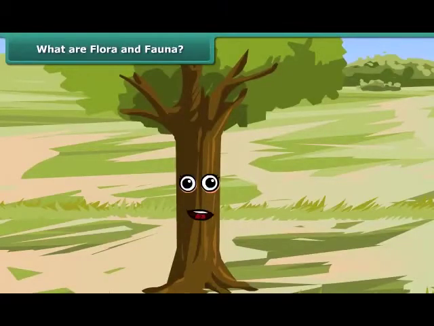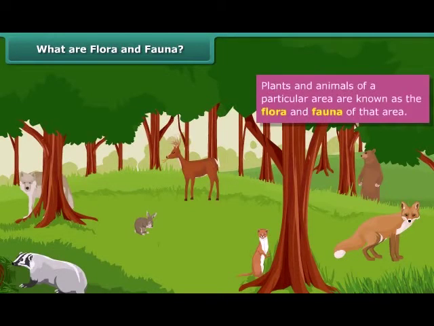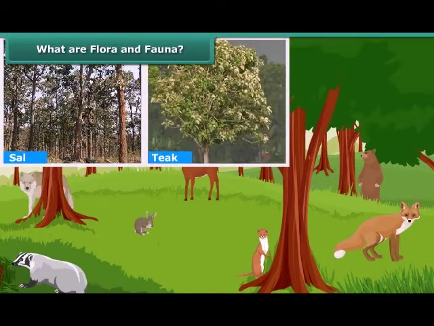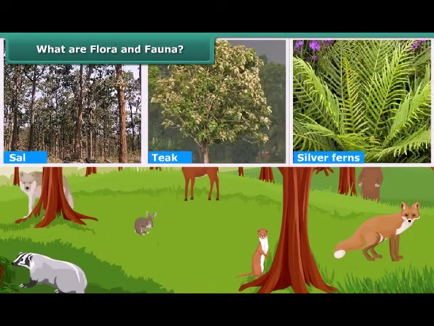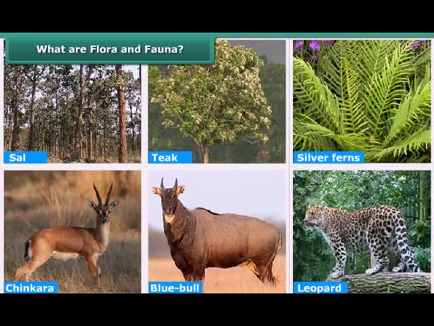Students, you must have observed that some animals and plants typically belong to a particular area. Plants and animals of a particular area are known as the flora and fauna of that area. For example, sal, teak, silver ferns, etc. are the flora, and blue bull, leopard, etc. are the fauna of the Pachmarhi Biosphere Reserve.